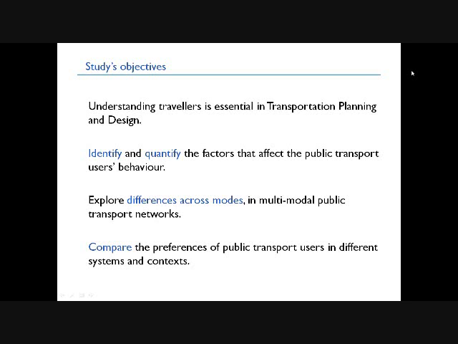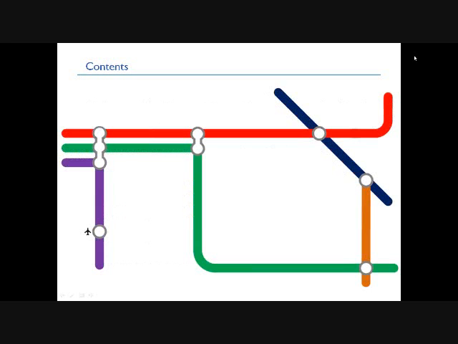So our objectives are to identify and quantify the factors that affect public transport user behavior in terms of how they choose modes and routes. We would also like to explore differences across modes in a multimodal public network, and also compare the preferences and behavior of different users in different systems and contexts.